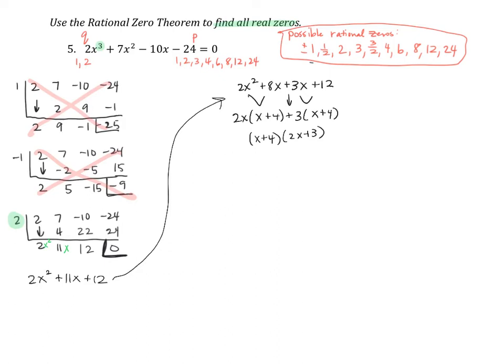And remember that each of these will lead to a 0. So x plus 4 equals 0 will give us x equals -4. And 2x plus 3 equals 0 will give us 2x equals -3, divide by 2. So x equals -3/2. So there are 2 more zeros. Here's another 0, and here's another 0. So we found 3 zeros, which is what we wanted. So our 3 zeros are 2, -4, and -3/2.